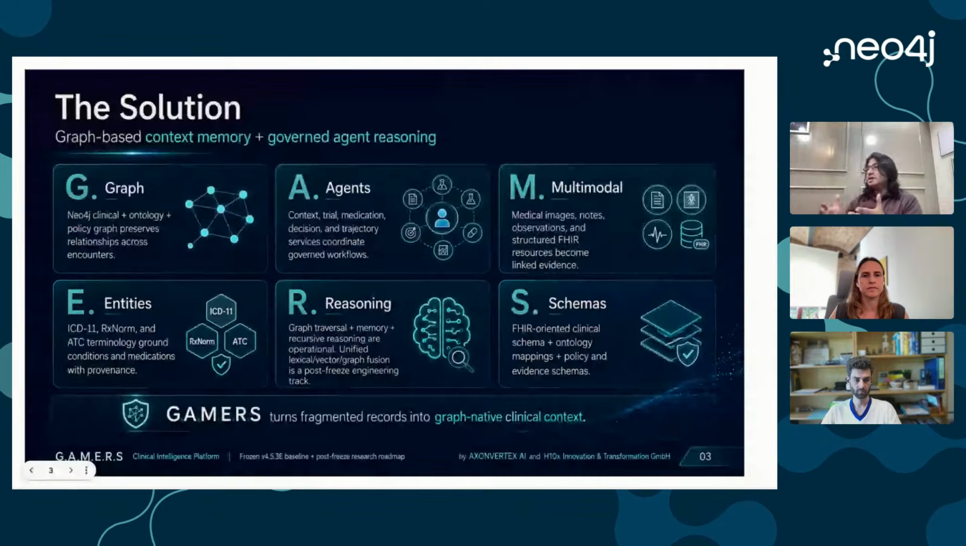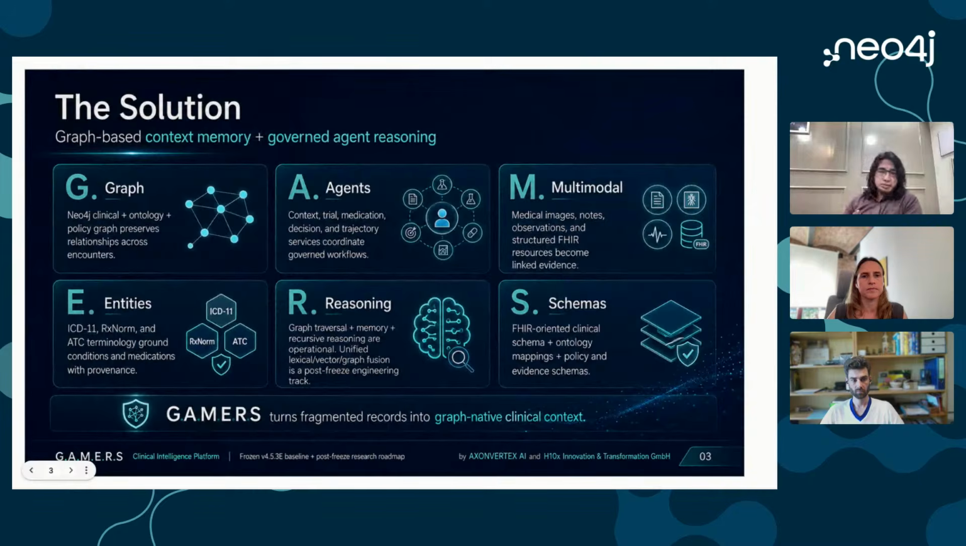We have agents. For the agents, we are looking into different kinds of agents, and we'll go through that. One is to understand the context, and when I say context, that's not just the context of the clinical trial, but also the context of the patient. And then we look into the discoverable part of it, how a particular patient's data, if we want to find a particular clinical trial, how do we make sure that they are discoverable for both and for each other? Then come the agents for trial, the medication, the decision, the trajectory services, and coordinated governed workflows.